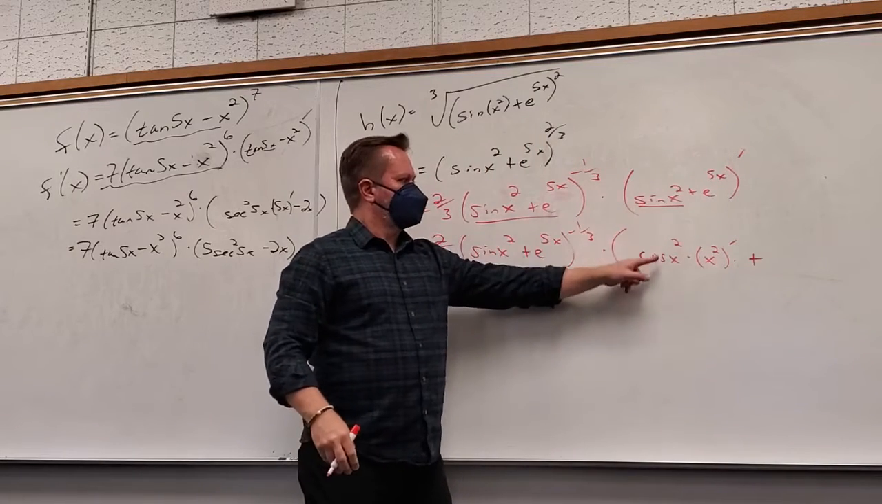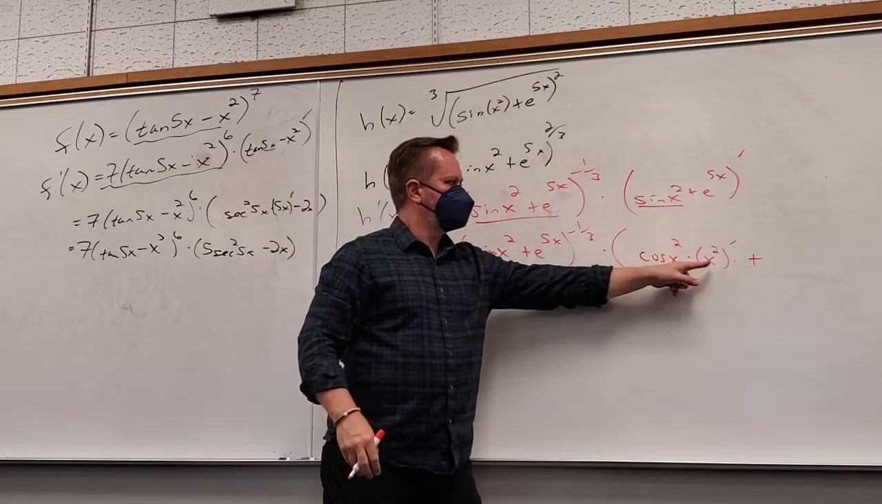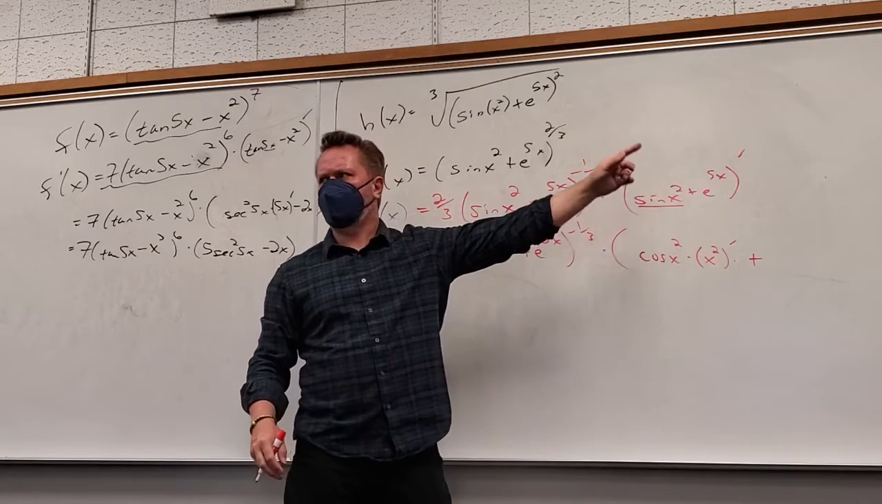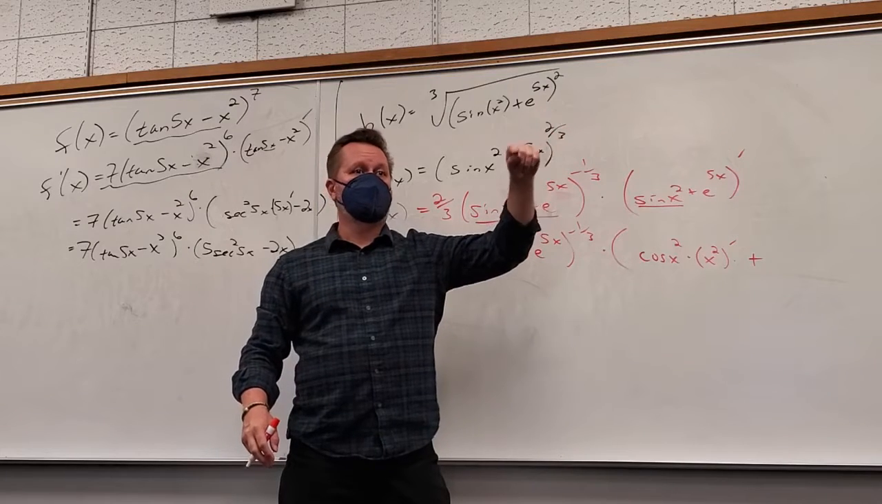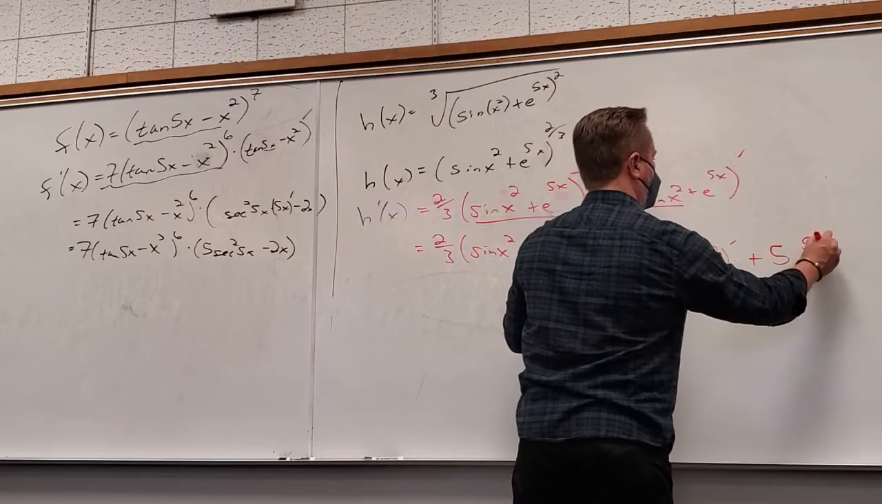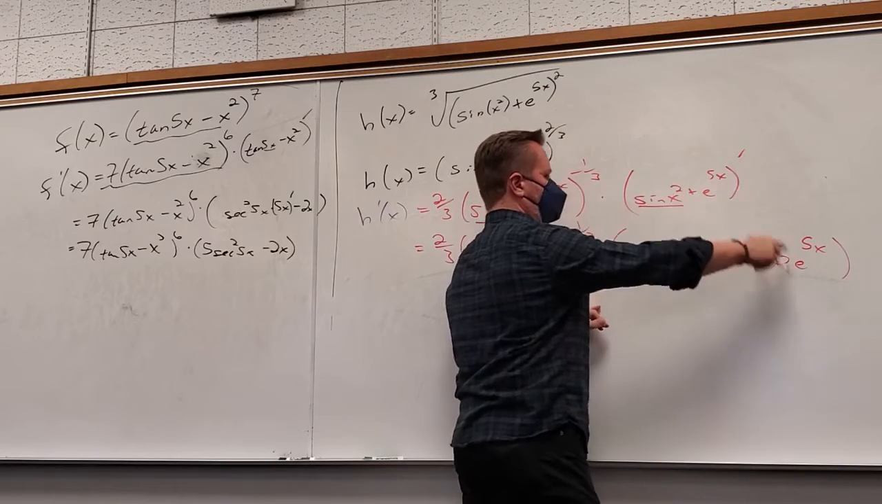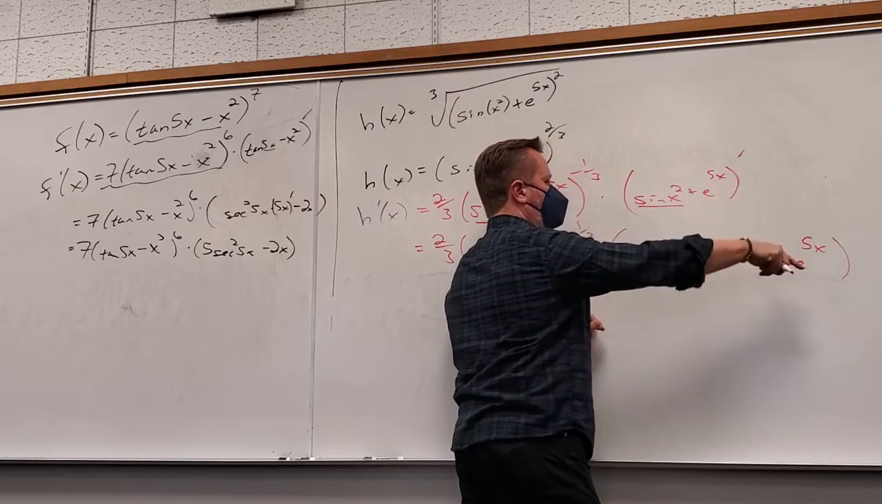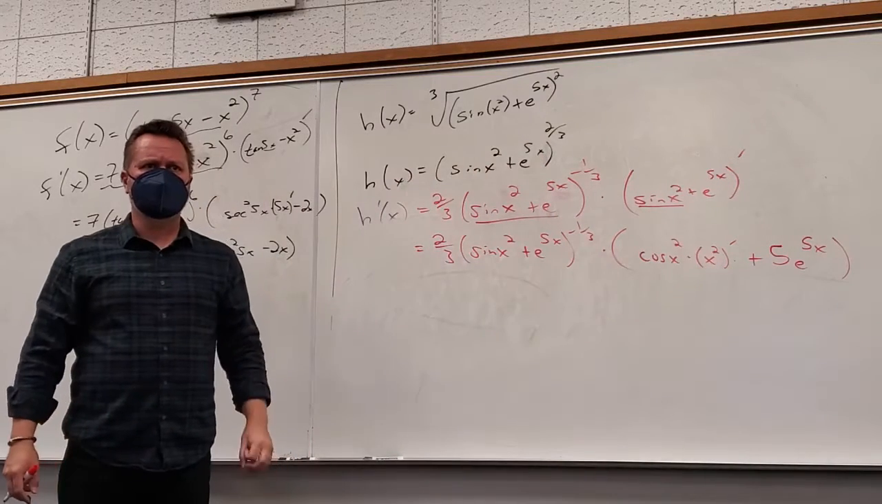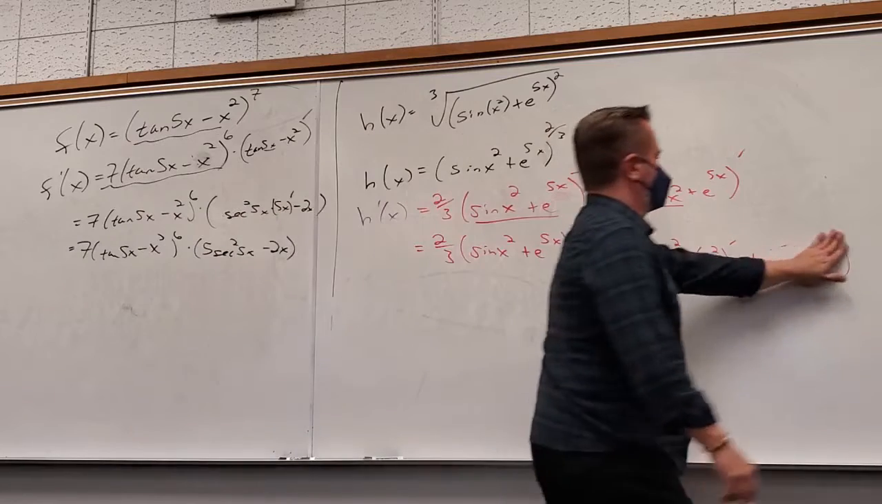Right? Derivative of the outside of stuff times the derivative of the inside, plus, what's the derivative of e to the 5x? Times 5. Because the derivative of e is e to the stuff times the derivative of the stuff, which is 5. Yes? No? Okay, let me write it up.